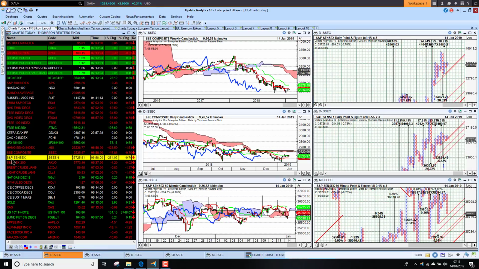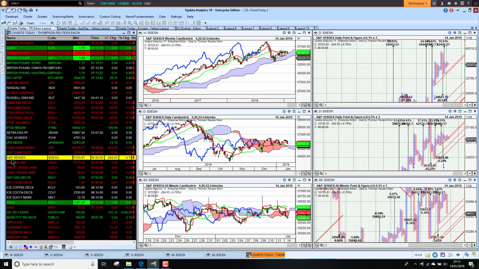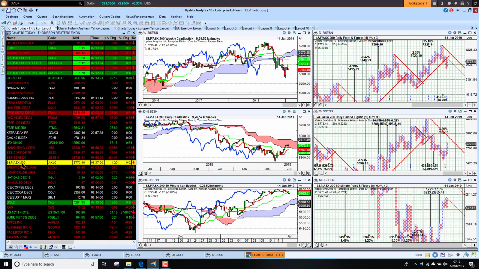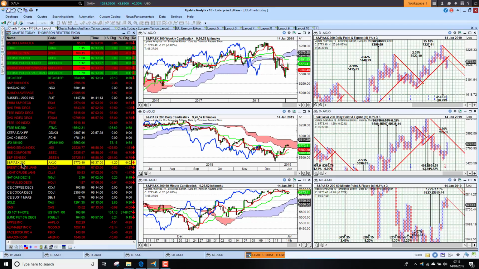Looking at the Sensex, we're bearish as well. The long-term chart is holding on to a bullish trend, but the short-term and medium-term charts are just turning bearish as well. Global sentiment is still a little bit concerning, and the Aussie market is looking good short-term, but medium and long-term still bearish.